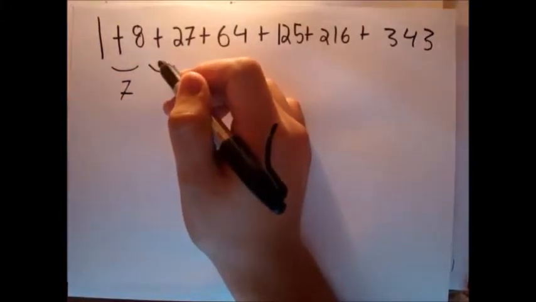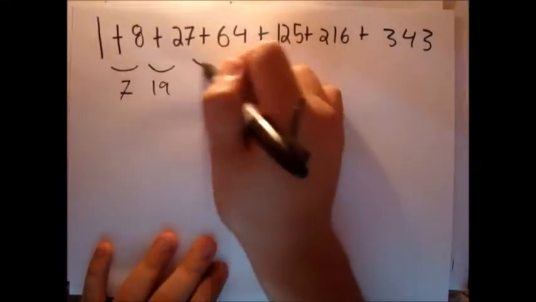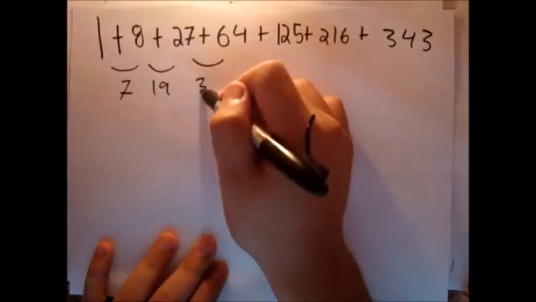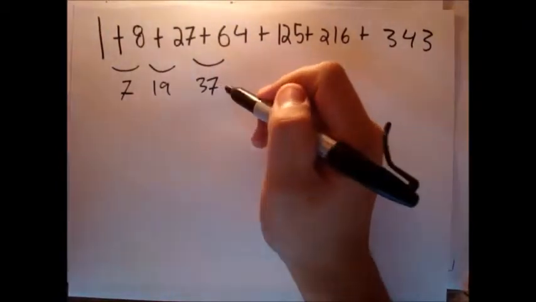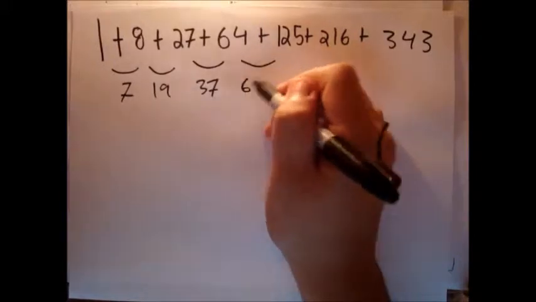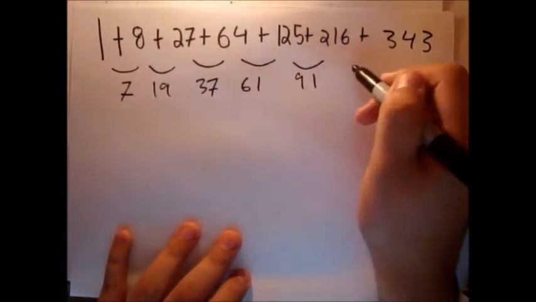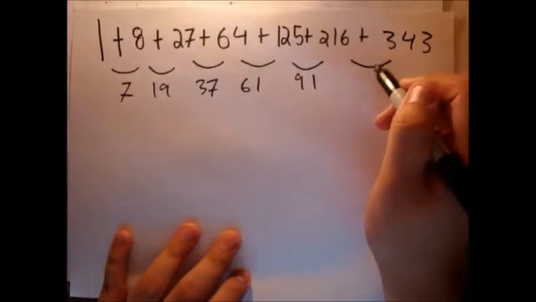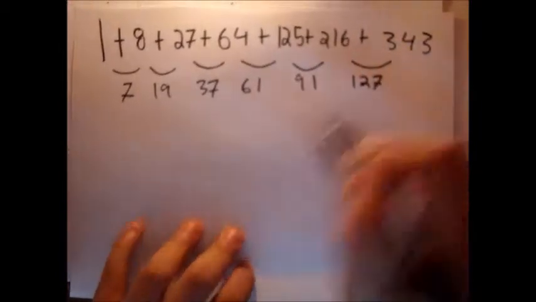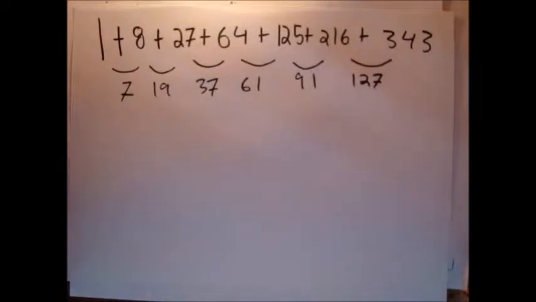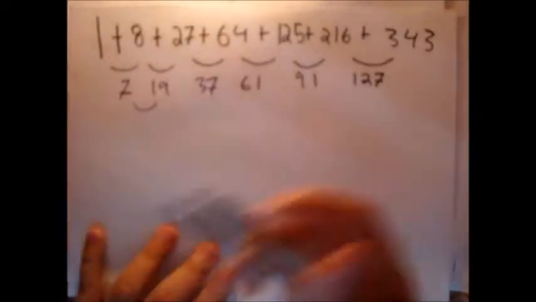27 minus 8, 19. 64 minus 27, 37. 125 minus 64, 61. 216 minus 125, 91. And 343 minus 216 is 127. Alright, well, let's go further. Find the difference of the differences.